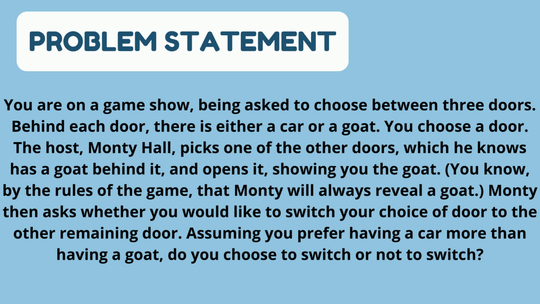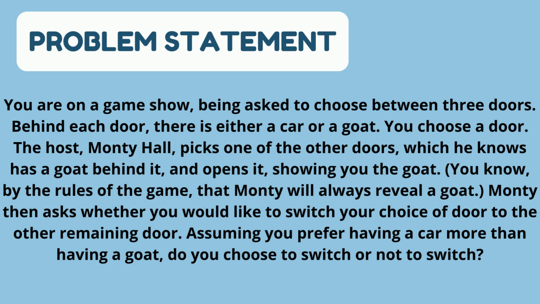The problem statement is that you are on a game show, being asked to choose between three doors. Behind each door, there's either a car or a goat. There are two goats and one car. You choose a door, but you are not shown what is behind that door. Instead, the host, Monty Hall, picks one of the other doors, which he knows has a goat behind it, and opens it, showing you the goat. You know, by the rules of the game, that Monty will always reveal a goat.